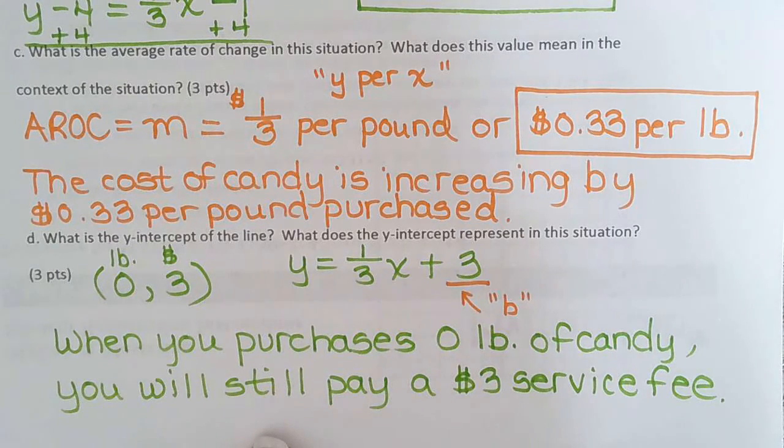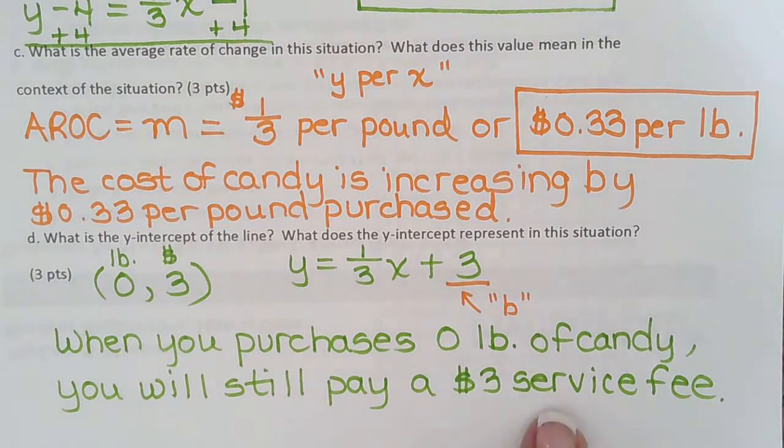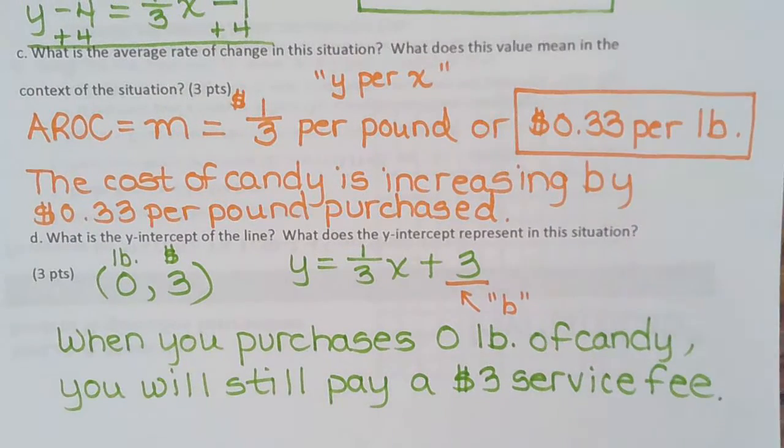Or if you have a handyman at your house, you pay $50 to get him at your house and then maybe $75 an hour to do the work. So it's just a service fee, entrance fee, going to the state fair. You pay an entrance fee, so something like that. So it's like your base. And in this case, even if you don't purchase candy, you have to pay that $3 fee, maybe just to get in the store.